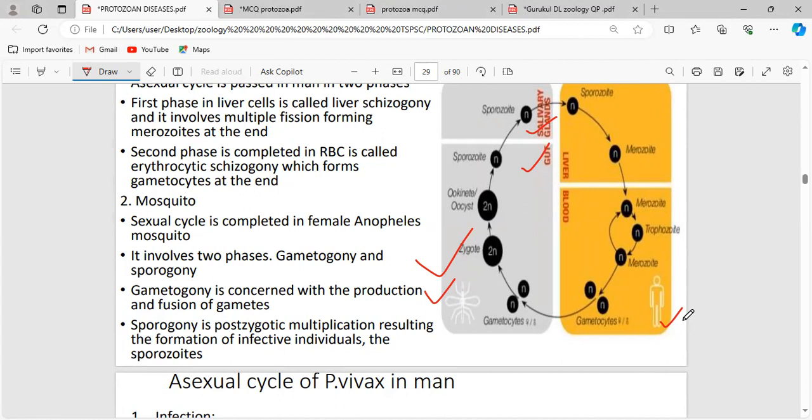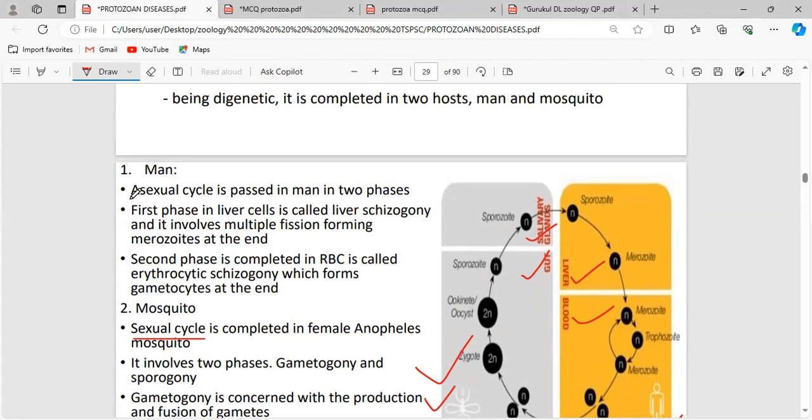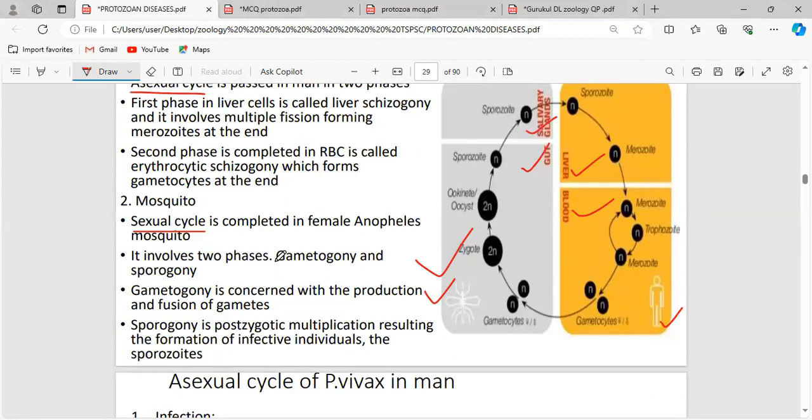Now, the first thing is the host, and the second thing is the targeted areas in that host. The third important thing is the cycle that takes place in the parasite in man as well as the mosquito. In man, it is an asexual cycle. In the mosquito, it is a sexual cycle. This is the third thing you have to remember.